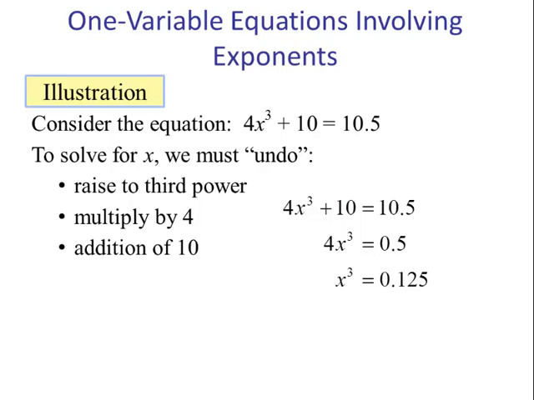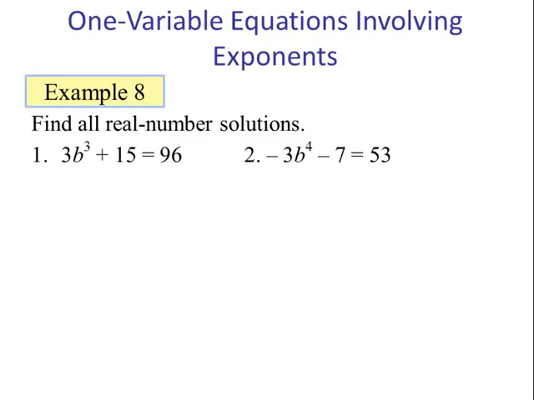Next, to undo raised to a power of 3, we raise both the left-hand side and the right-hand side to the 1/3 power, and using your calculator, that turns out to be 0.5, or 1/2. Let's do some more examples. Example 8. Find all real number solutions.